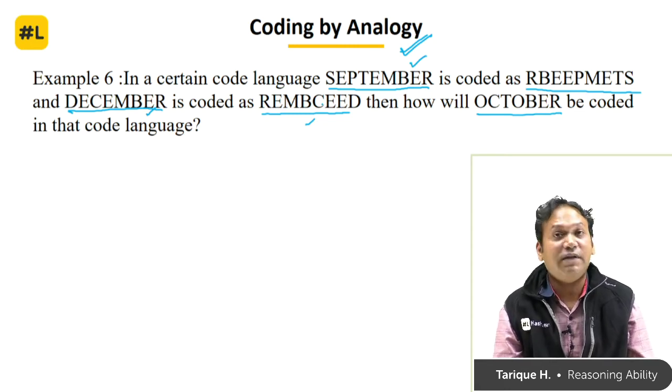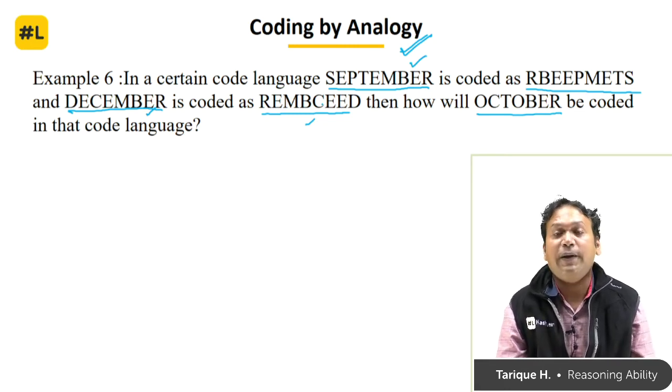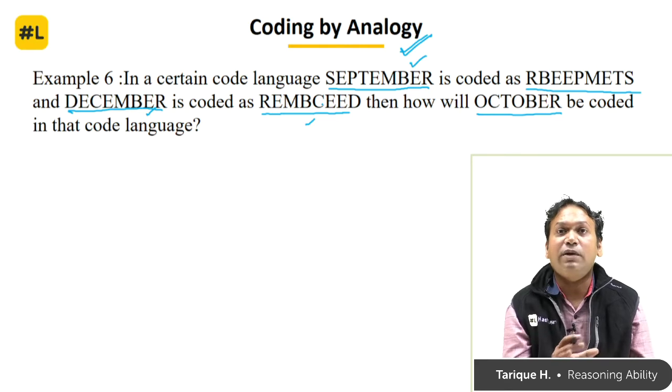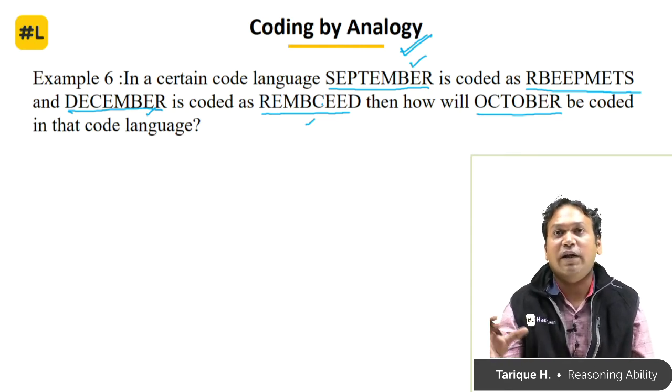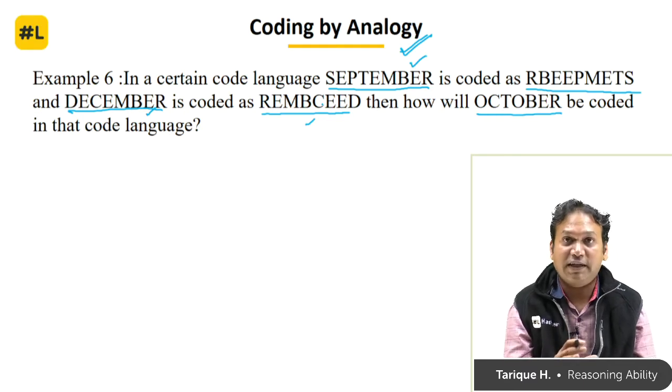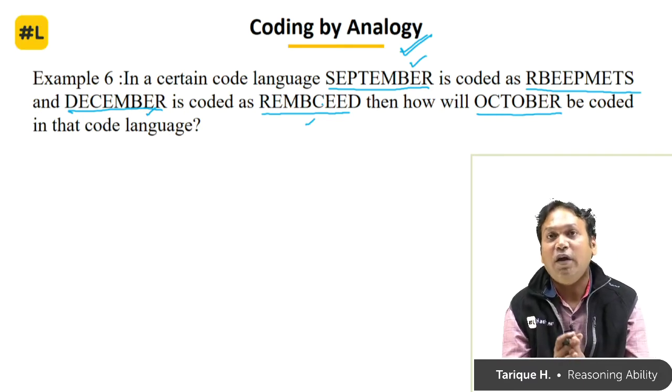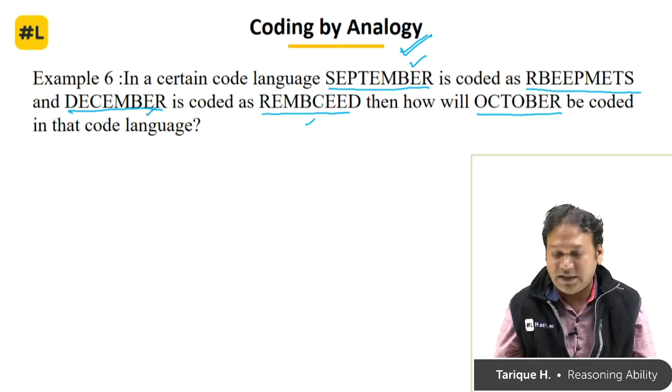Compare it with the previous questions we have done in coding and decoding, you will see that only one example used to be there. If monkey is coded as this, then tiger will be coded as what. But here we have 3 examples. This is the normal method for any kind of question on analogy.